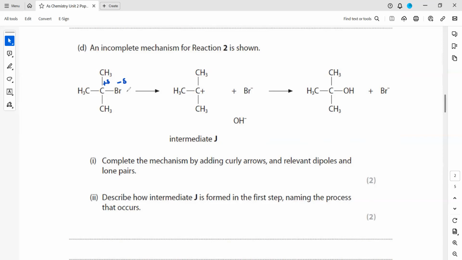Then what will happen? As you can see, the bromine atom took the bonded electrons. So this bonded electron pair is taken by the bromine. So we'll draw the curly arrow towards the bromine. You can draw it in this way, showing that it took both of these electrons. Then this oxygen will have a lone pair, and this lone pair will be attracted towards the positive carbon, and as a result it will form an alcohol.